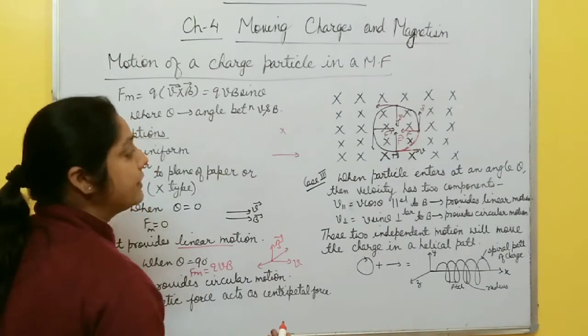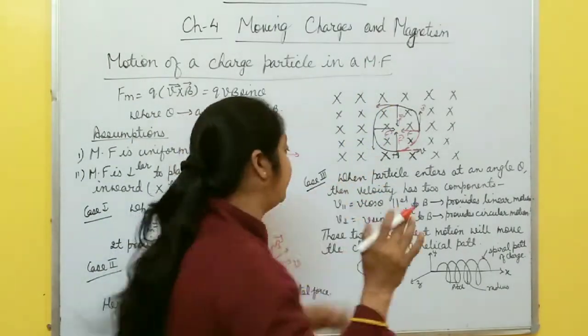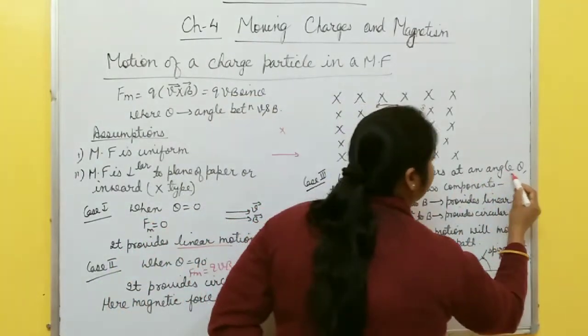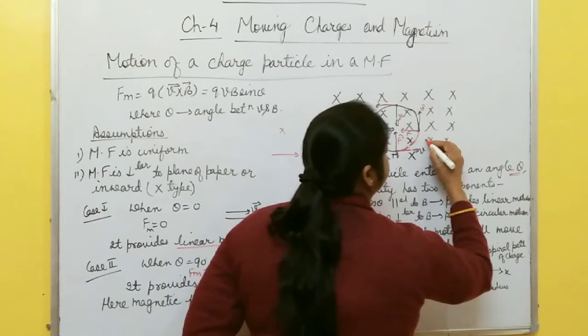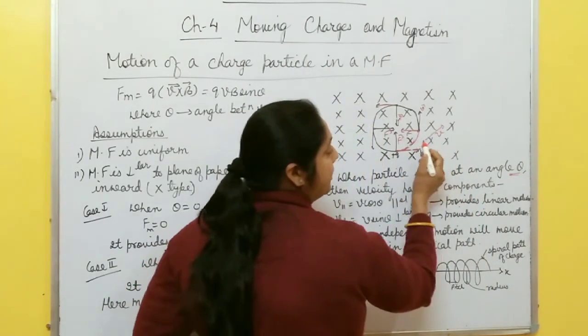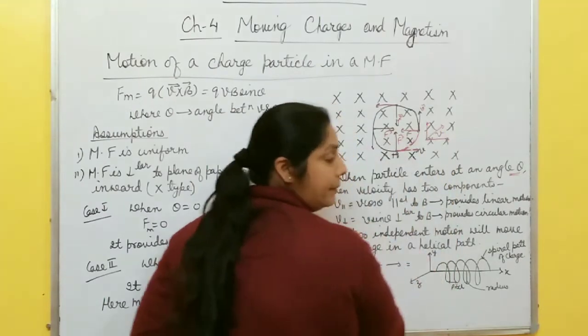But what happens when a particle enters this magnetic field with some angle theta, not along and not perpendicular? Suppose the particle is entering with velocity V. So, it has two components. One is along B and another one is perpendicular to B.